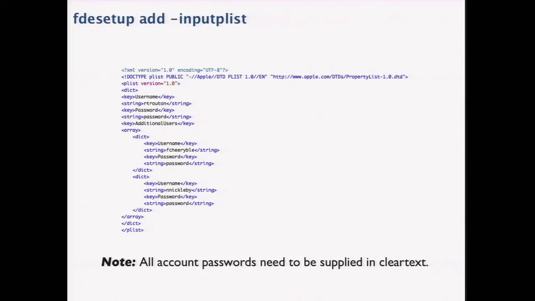Now, for those who want to automate this process, fdesetup also supports importing a property list file via standard input. The plist file needs to follow the format shown up on the screen. Now, when adding additional users using a plist file, the top-level username key is ignored, and the password key value should be either an existing FileVault user's password or the personal recovery key if it's available. Additional users can be added as needed by adding additional user information under the additional users plist key.